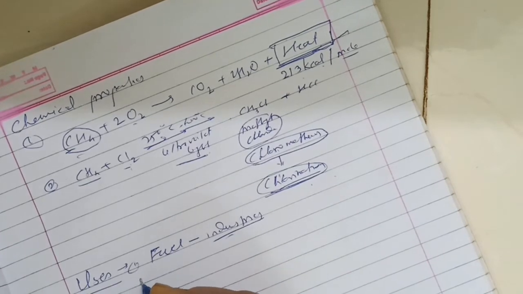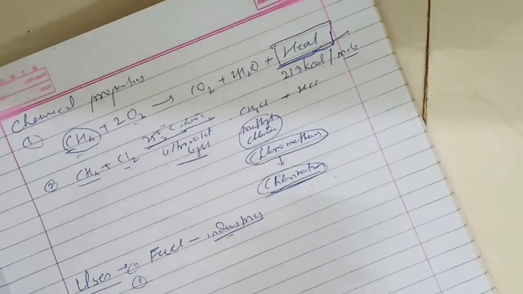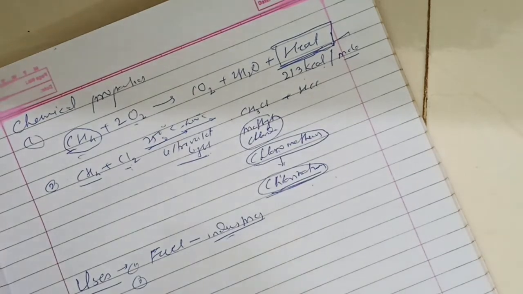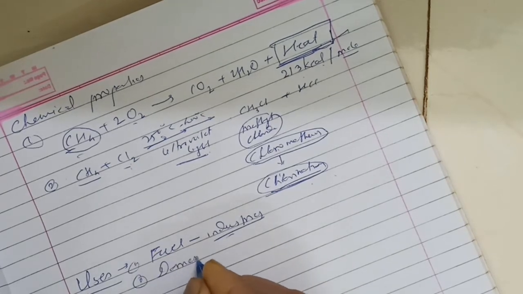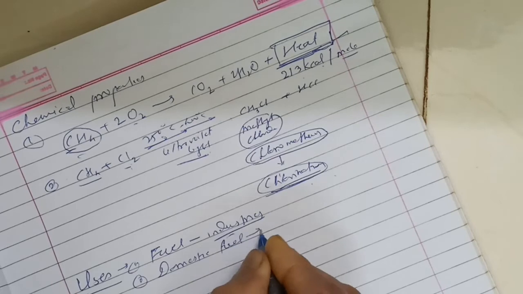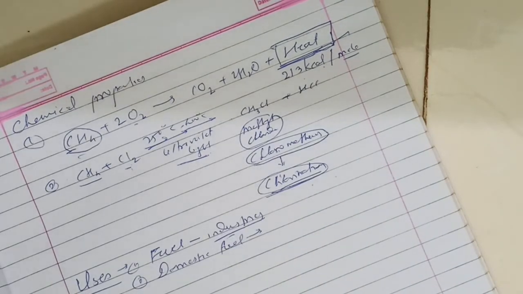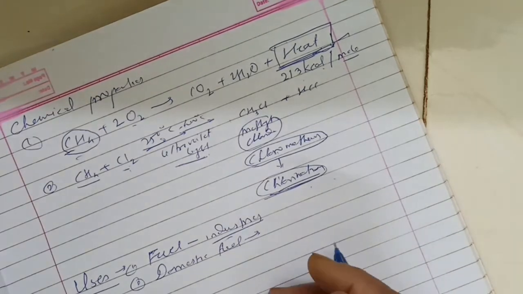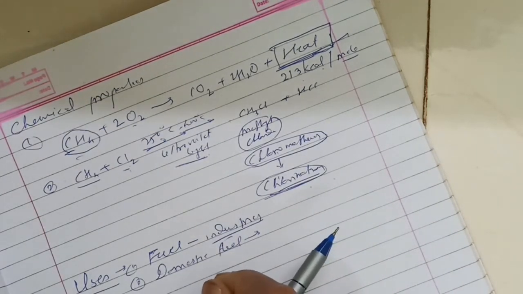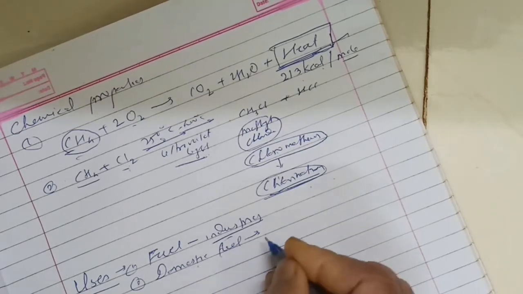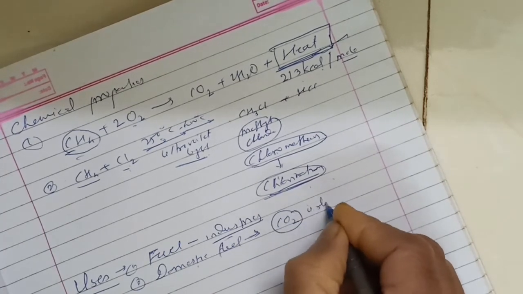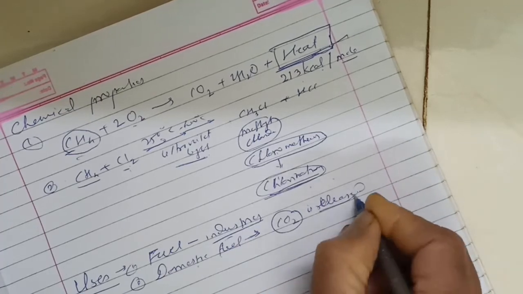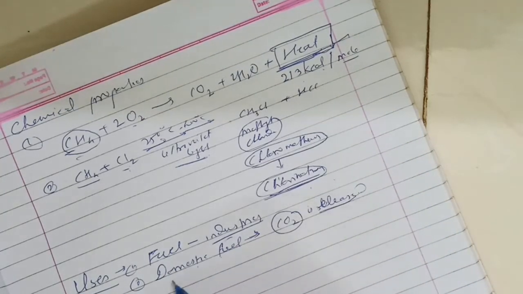Then it is also used in combustion. It is also used as a domestic fuel. As a domestic fuel means for household purposes, in our kitchen we use methane gas to cook the food material. From the burning of methane, a small amount of carbon dioxide is released, which means it does not cause pollution, and that is why methane is used as a domestic fuel.